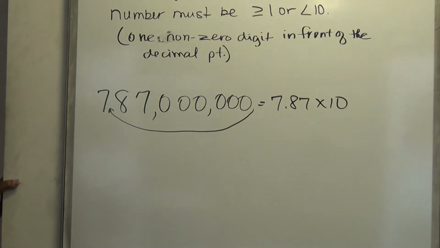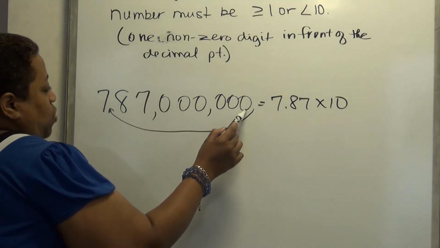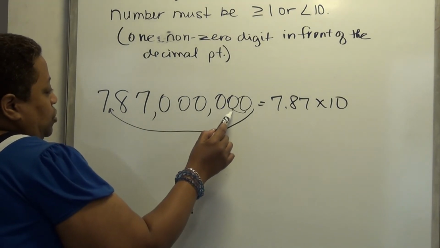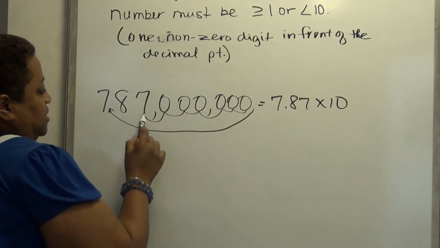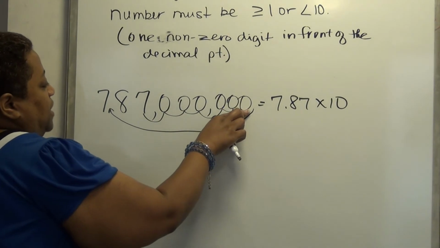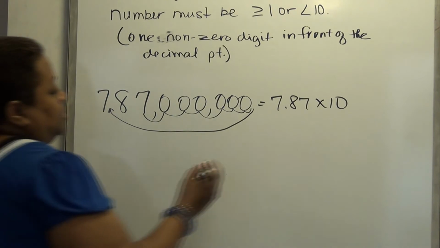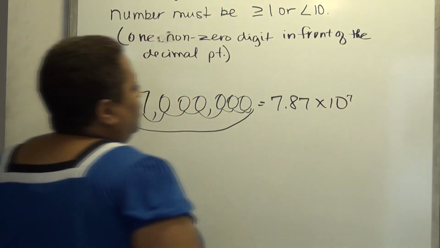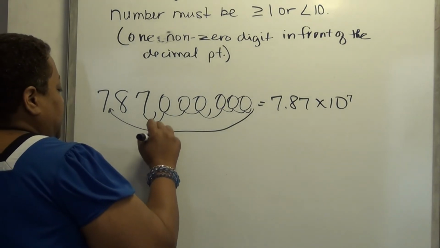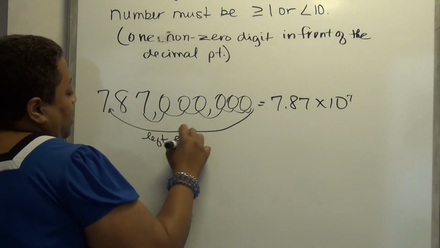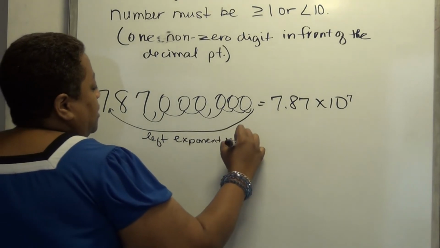Now how many numbers did we pass to get to this number? This is one number right here. 1, 2, 3, 4, 5, 6, 7. So we passed 7 numbers, so that exponent is 7. When we move to the left, the exponent is positive.